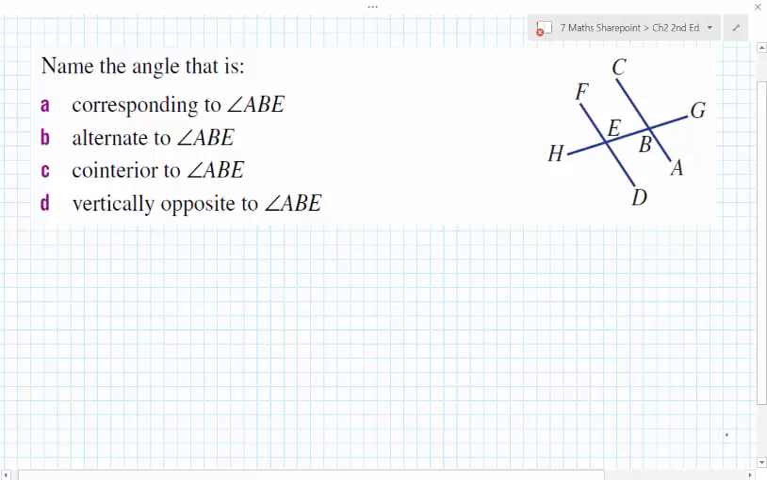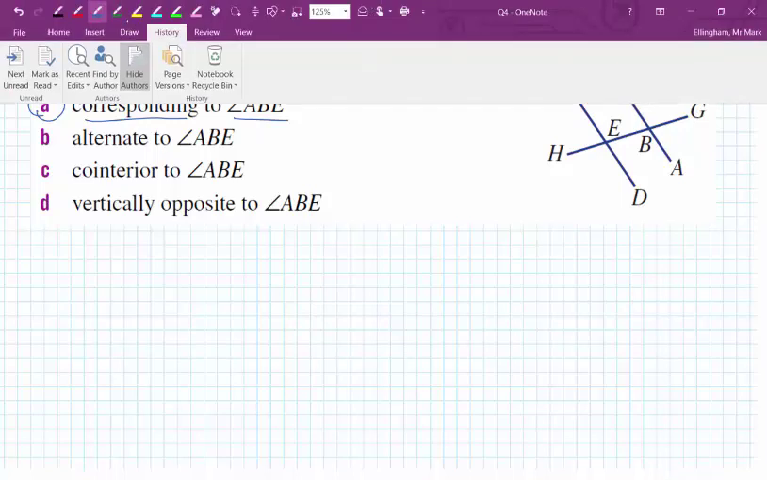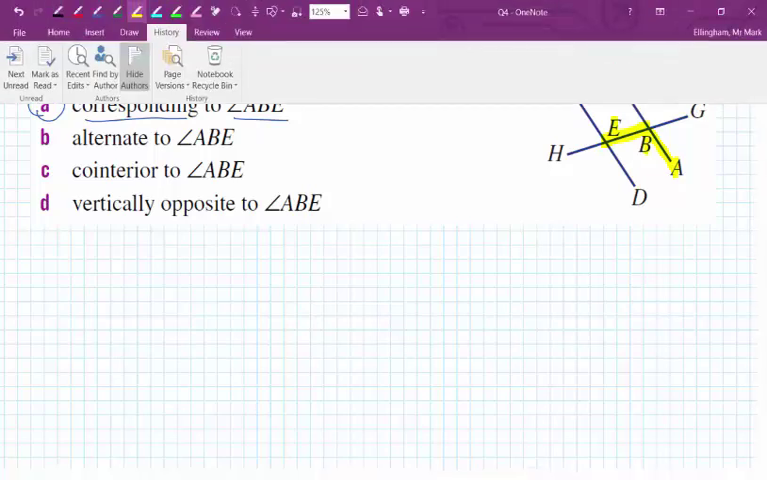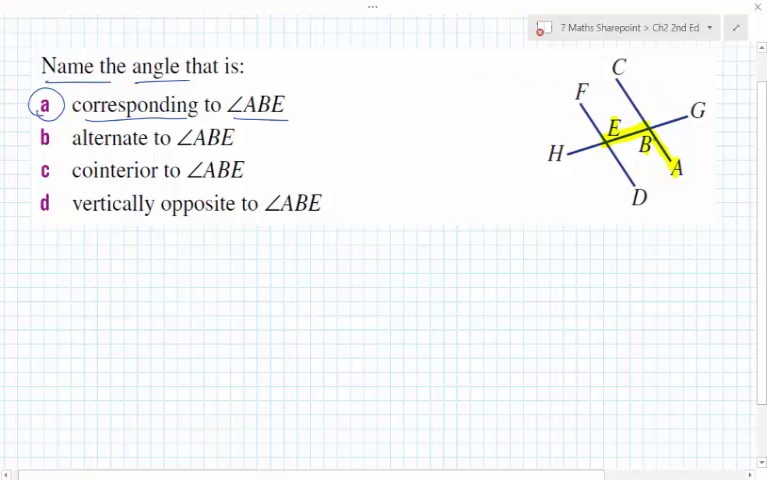Okay, so this question here wants us to name the angle that is corresponding to ABE. So angle ABE is this angle that we're going to do here, A to B to E. Okay, so basically we've got that angle there that we're wanting to find angles that are corresponding to that. So let's have a look.